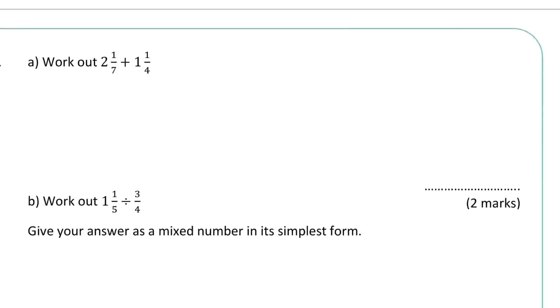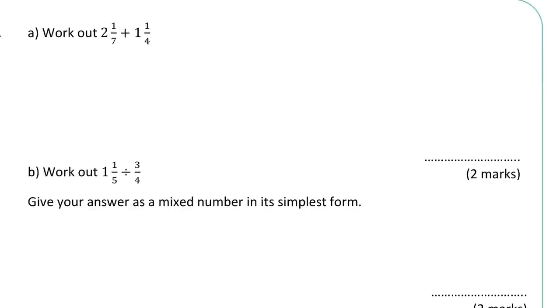Our next question, we have some adding and dividing with fractions. So with adding fractions, the same as when you are subtracting fractions, we need improper fractions and we need common denominators. So we'll turn these into improper. 2 times 7 is 14, add the 1 is 15, so 15 over 7. And we are adding 1 times 4, add the 1, 5 over 4.